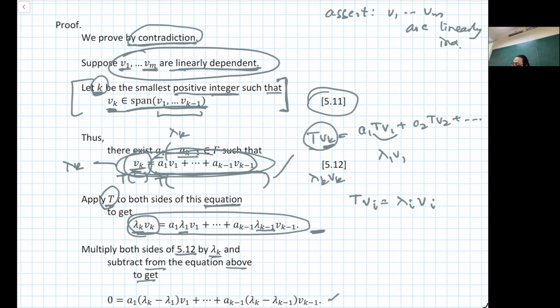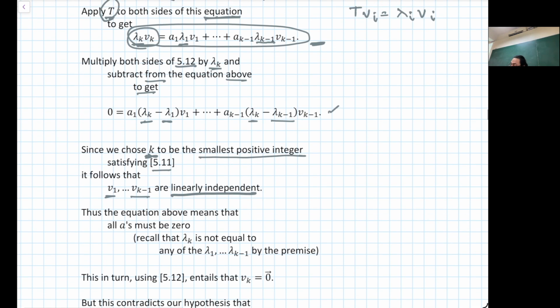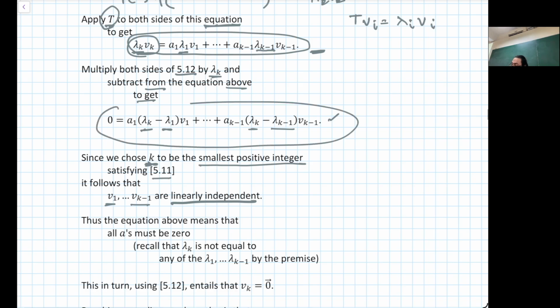So this statement is clear to everyone, right, that there is some smallest case such that Vk is in the span. In particular, this means that V1 to Vk minus 1 are linearly independent. Is this statement okay? Okay. And then from the argument that we were writing down, we have this equation. This equation is showing you that for V1 to Vk minus 1, there is some linear combination that is 0. What does that mean? It means that they're linearly dependent, right?